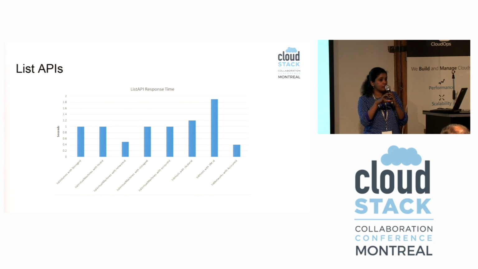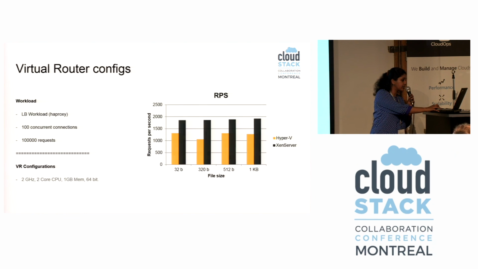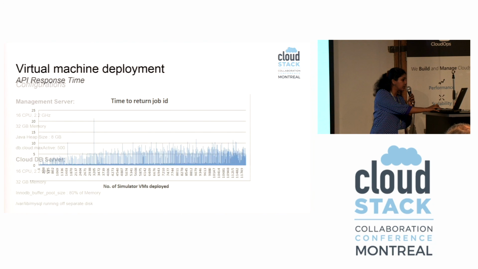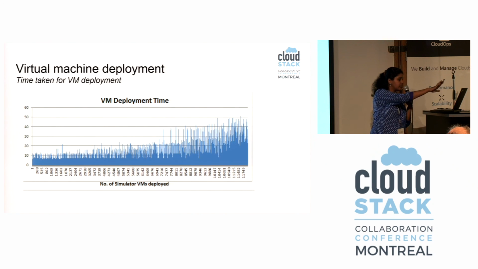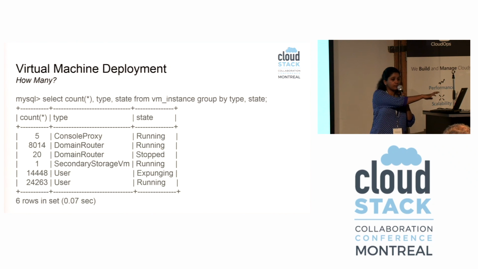The question was how many volumes the virtual machines had. Every virtual machine had a single root disk, so I had around 35,000 volumes as well. All of these graphs were done for this setup, which had this many VMs running. We had around 25,000 active VMs and 15K deleted VMs.